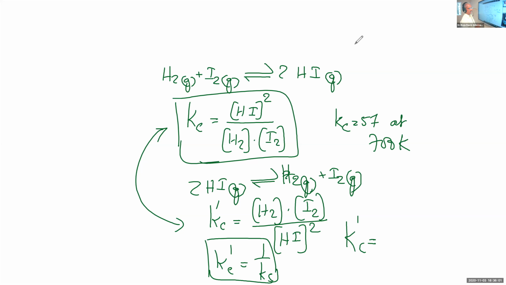Kc is 57. So what will be K dash C? That will be 1 by 57. That is the equilibrium constant for the reverse reaction. So whenever the reaction is reversed, the equilibrium constant will be the reciprocal of the former one. To make this clear, I shall take one more example.